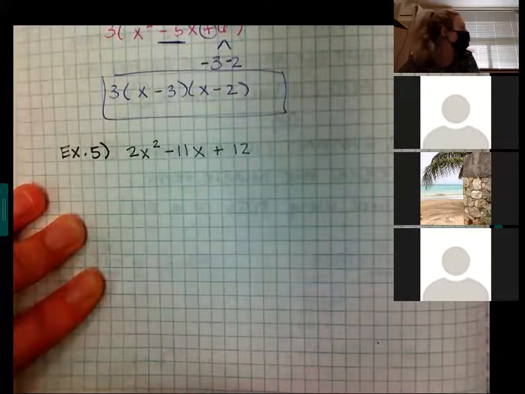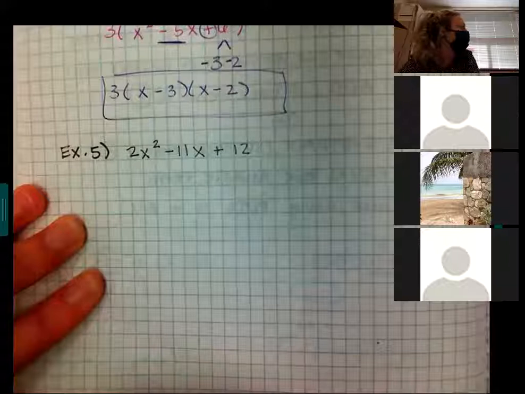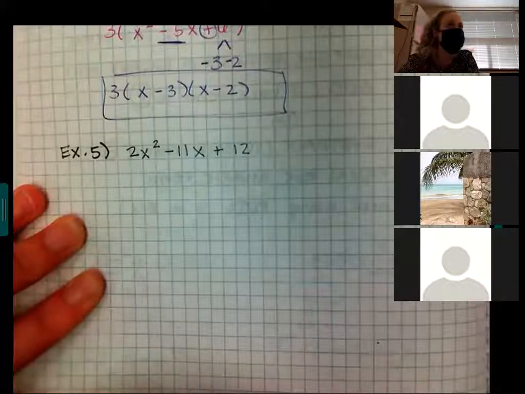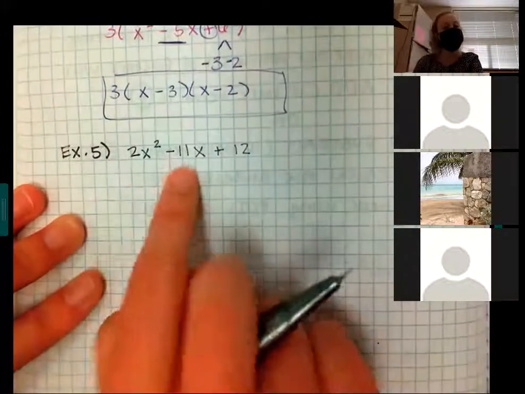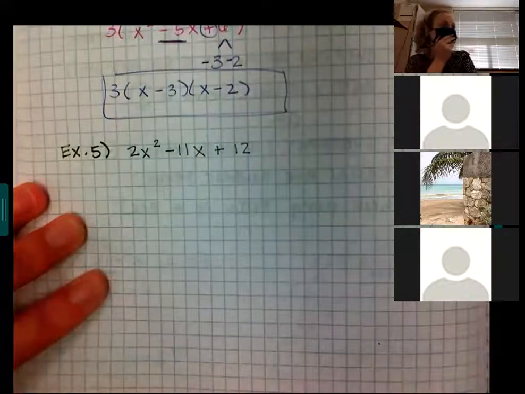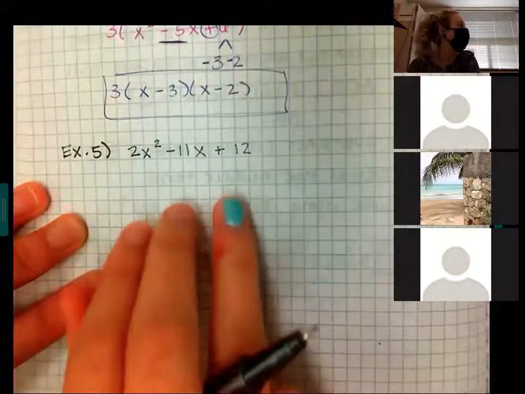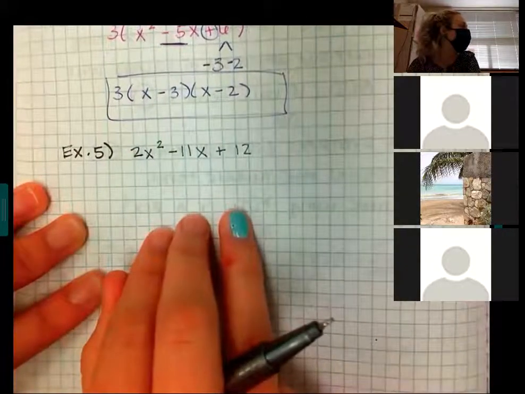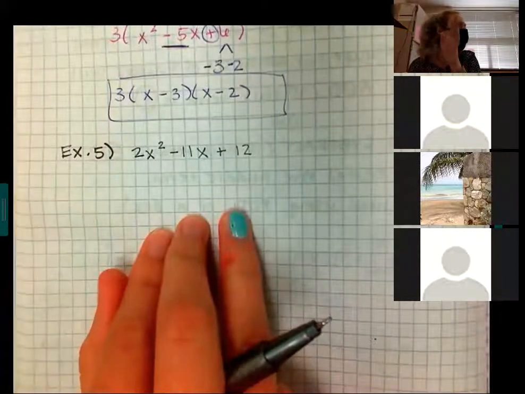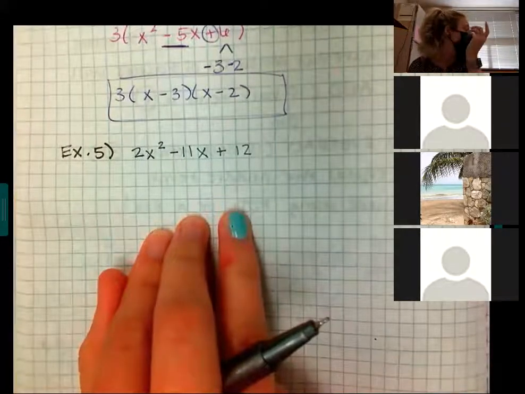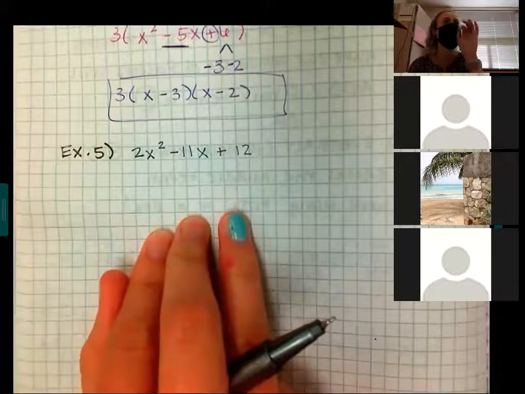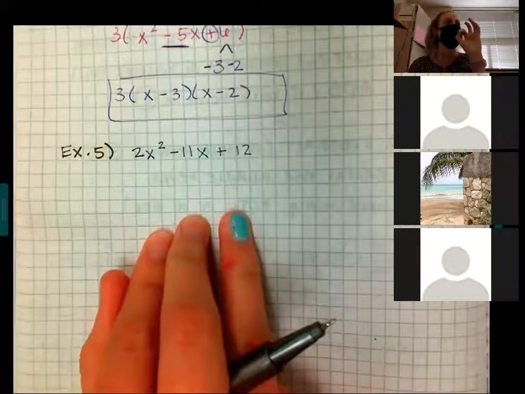What's different about this one? There's a number out front, and can we take it out? Can we take out a GCF? Nope, because 2 doesn't go into 11. So this right here, this is where y'all's middle school teachers don't teach it the right way. They teach y'all some cutesy way. I'm not even sure how they came up with it or why they think it works. We're going to do the same thing we've been doing.